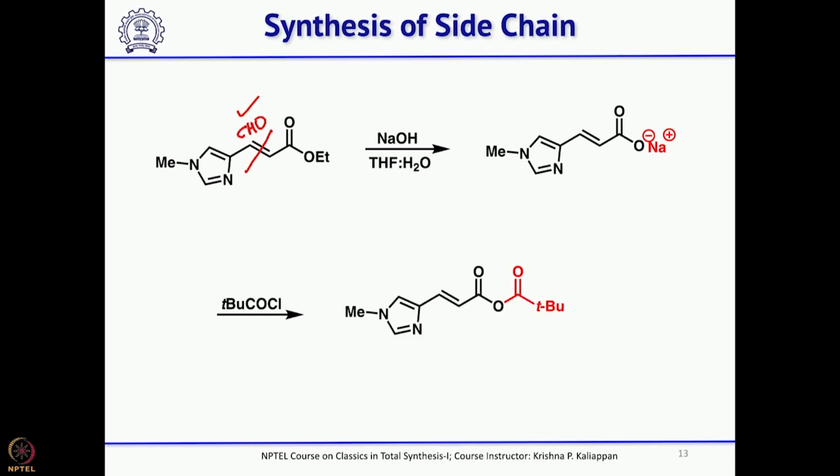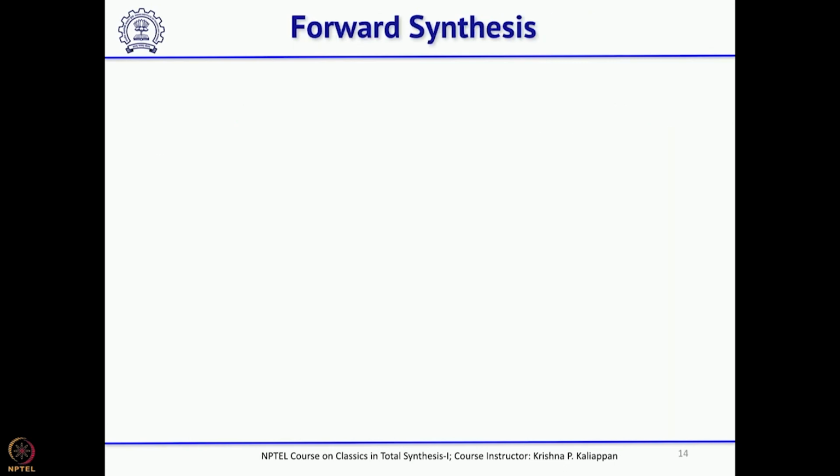So, to get this mixed anhydride. Okay. So, now you have the side chain of the northern hemisphere, and you also have the sugar fragment, and you have the AB fragment. What you need is you have to attach the C fragment.